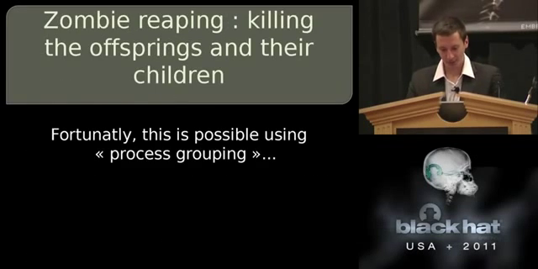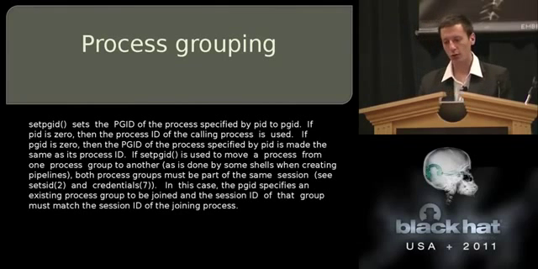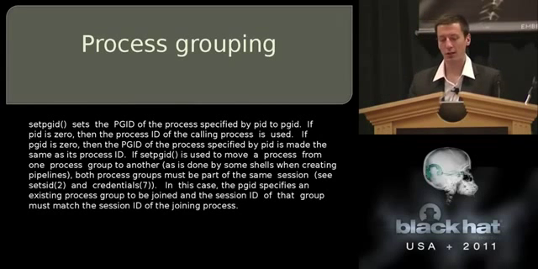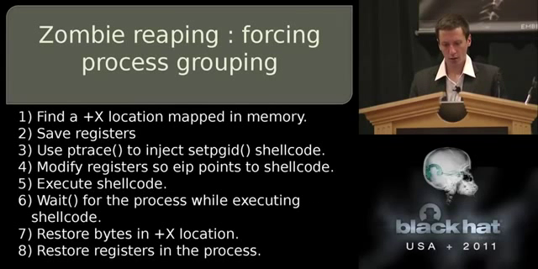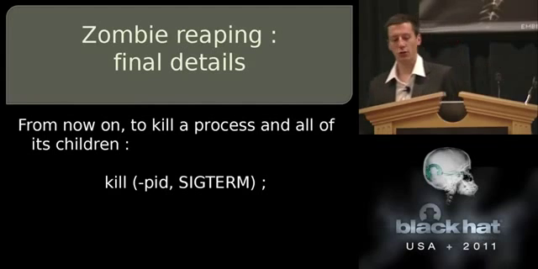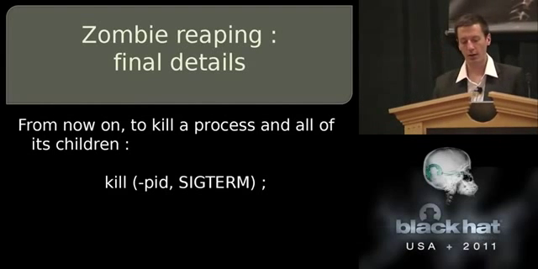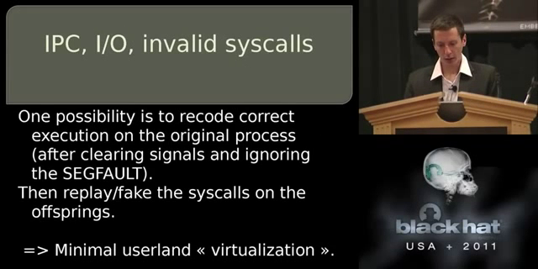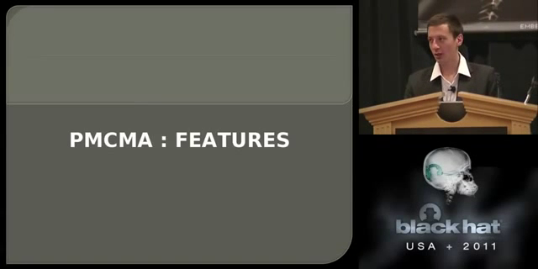Okay, that's it. All right, so to kill all the zombies, we use something called process grouping. Maybe it's not too well known, but it's a standard Linux system call. The methodology is exactly the same as injecting the fork shellcode, only we inject a different shellcode. Okay. You guys survived? Now we go for the fun stuff.